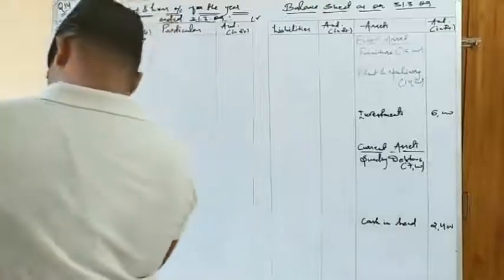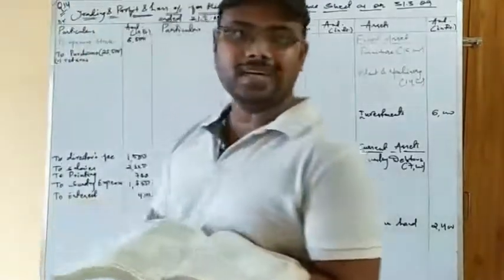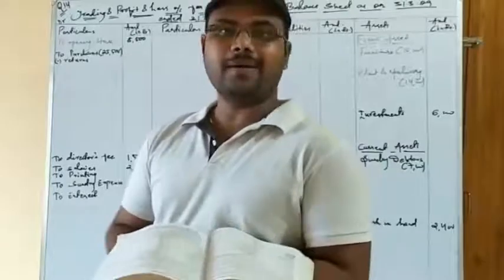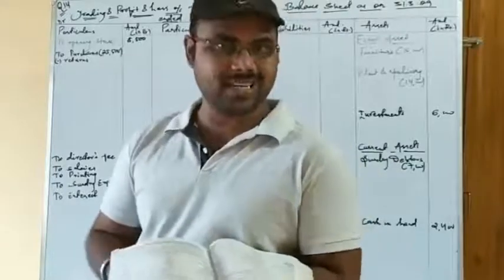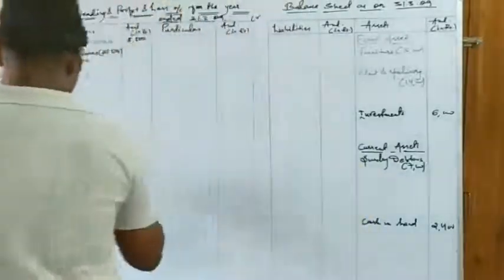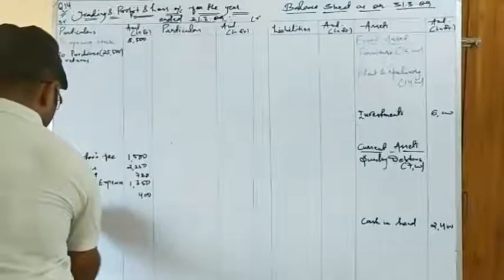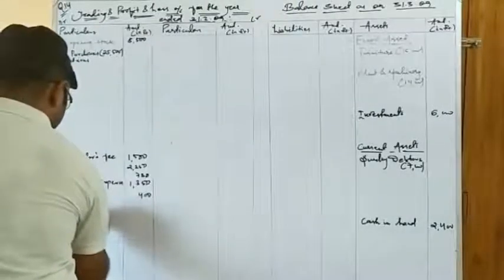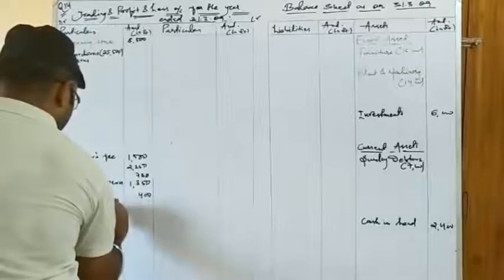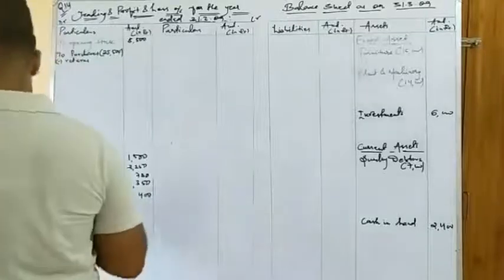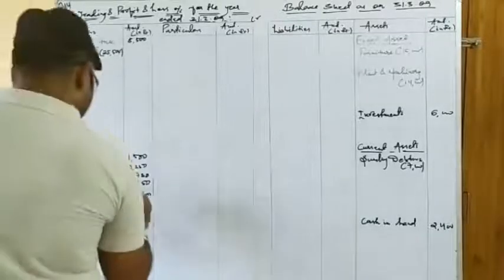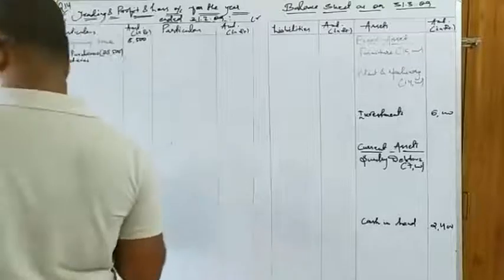Here, it is not mentioned whether rent, rates and taxes are made for factory or office. In the absence of information, such expenses are always taken as indirect expenses. Okay. So I will write here to rent, rates and taxes. So rent, rates and taxes are given as 500 rupees.